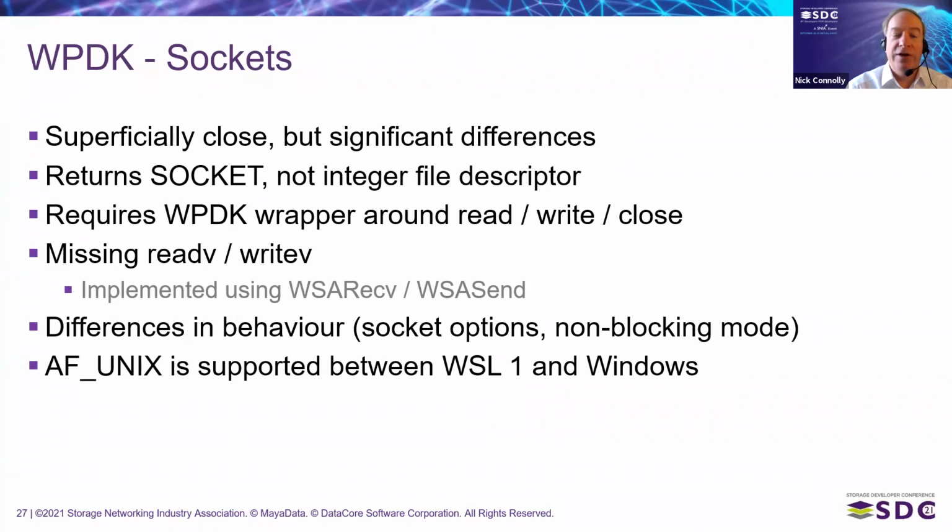The socket code in Windows is superficially close to Linux, but there are some significant differences. Most importantly, Windows returns an opaque socket handle, whereas POSIX uses standard integer file descriptors. To work correctly, all calls to functions such as read, write, and close need to be wrapped by WPDK. readv and writev are missing and need to be implemented using WSARecv and WSASend. There are also differences in behavior with non-blocking mode, and some of the socket options need workarounds. The good news is that AF_UNIX is now supported between WSL1 and Windows, which means that the SPDK configuration calls will work.